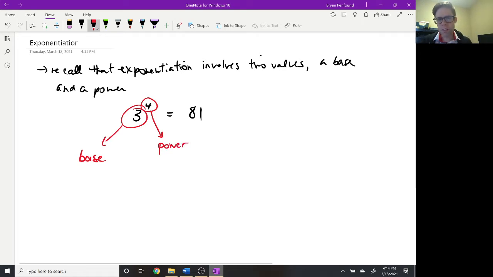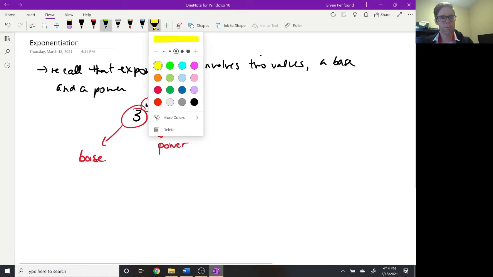My personal preference is to call the smaller number up top the power, and then you can call the process of finding the number 81 exponentiation. So exponentiation is, I would say, more like a process of how to find your result.